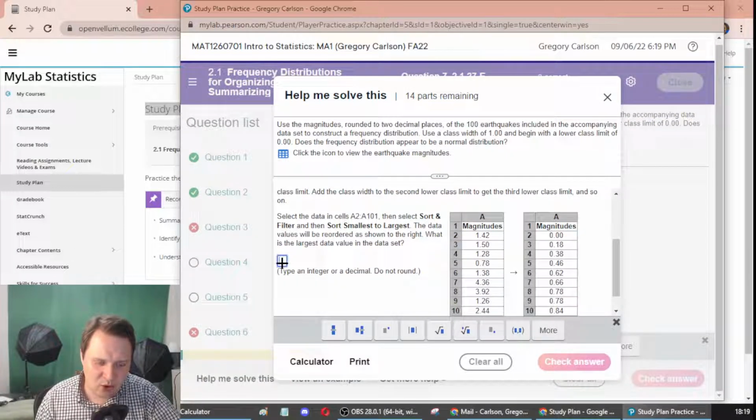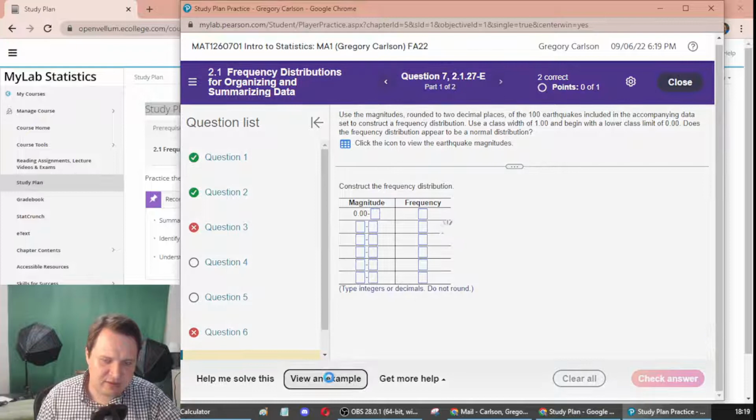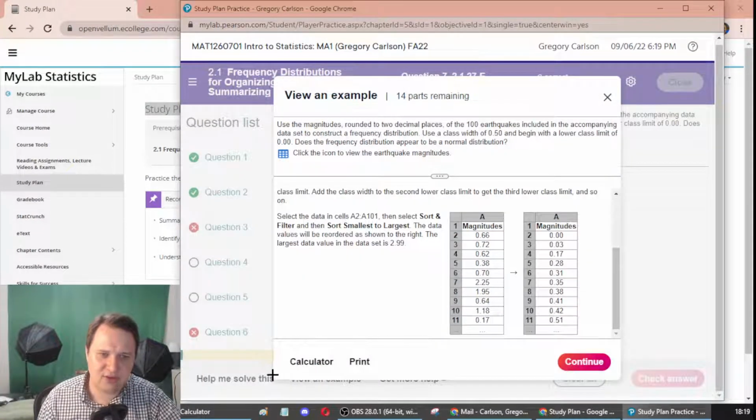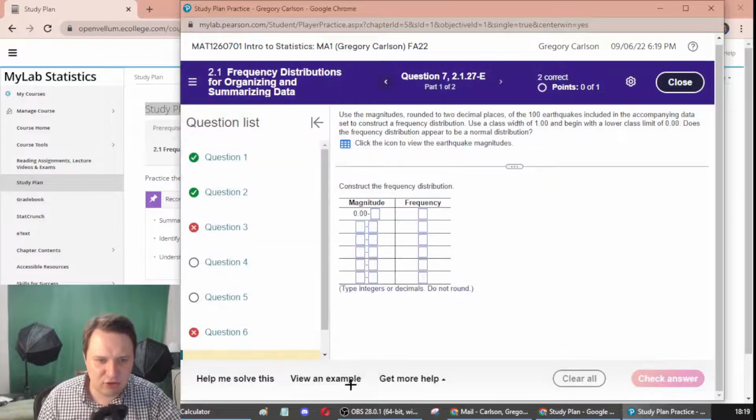See, you have to do the work before you can move on. And because this homework takes so long, I just recommend doing View an Example because then you can just click through it and you don't have to do it yourself. You don't get credit for the Help Me Solve This. So my recommendation is do View an Example and don't do Help Me Solve This unless you're just a fan of doing extra work.